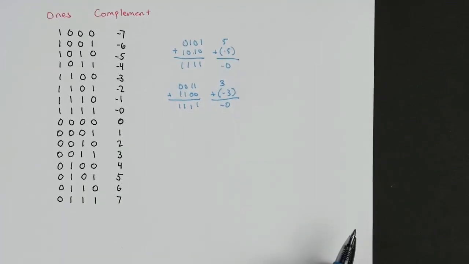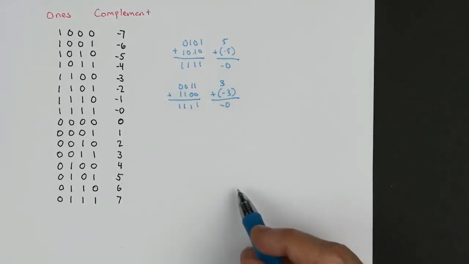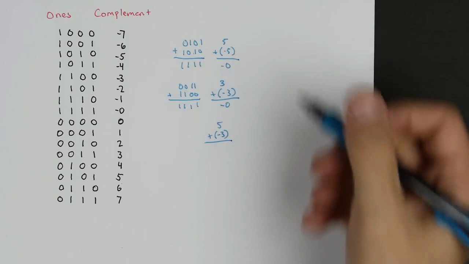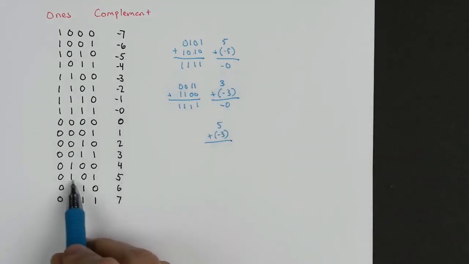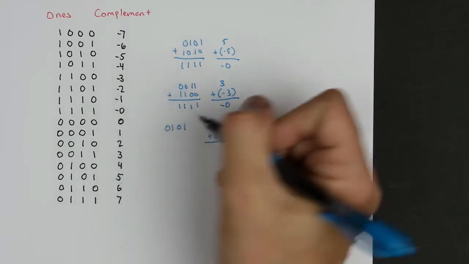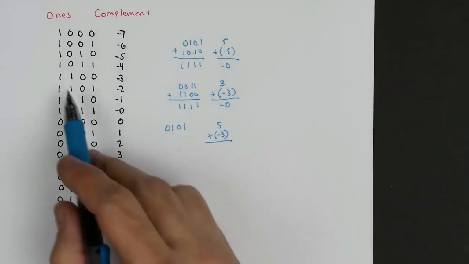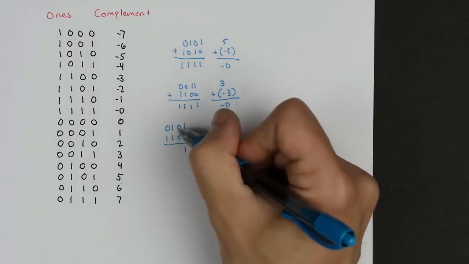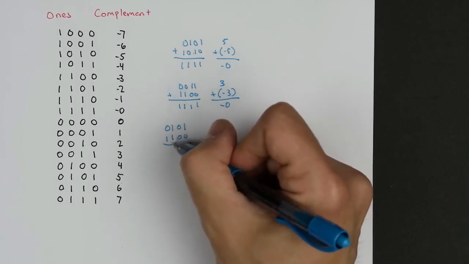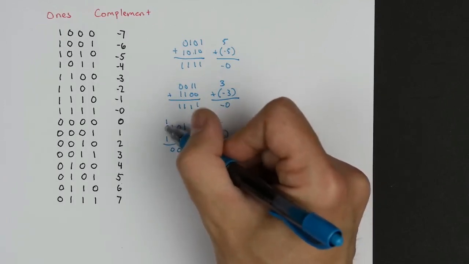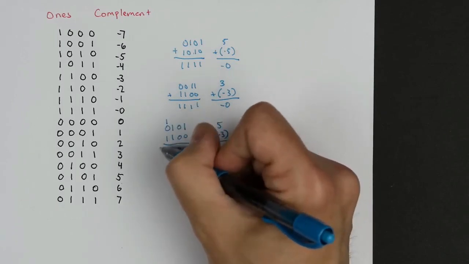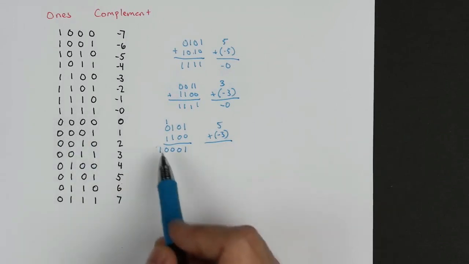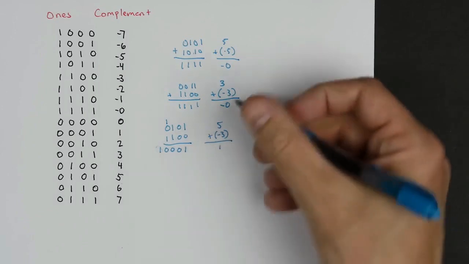Let's try some other things to see if we can see a pattern here. So if we did, let's say, 5 plus negative 3, so 5 minus 3, let's see what we get there. 5 is 0, 1, 0, 1, and negative 3 is 1, 1, 0, 0. So 1 plus 0 is 1, 0 plus 0 is 0. 1 plus 1 is 2, so we'll put a 0 and carry a 1. And then 1 plus 1 again is 2, so we'll put a 0 and carry a 1. If we ignore this first bit, because we're working with 4 bits, we get 1. So 5 minus 3 is 1.